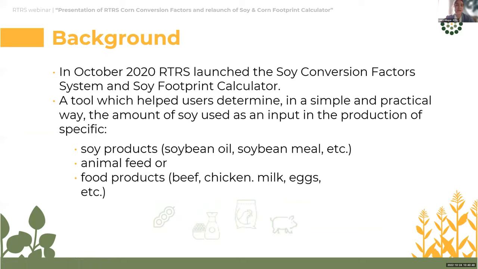So just to kick off, as a quick background on what we are going to present today, as many of you might know, in October 2020, RTRS launched the Soy Conversion Factor System and the Soy Footprint Calculator. This was a tool which helped users to determine in a simple and practical way the amount of soy used as an input in the production of specific soy products, animal feed, and food products.